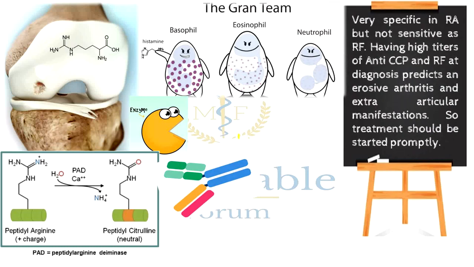On a side note, it's very specific in rheumatoid arthritis but not as sensitive as rheumatoid factor. Having high titers of anti-CCP and rheumatoid factor at diagnosis predicts an erosive arthritis and extra-articular manifestations as well. So treatment should be started promptly.